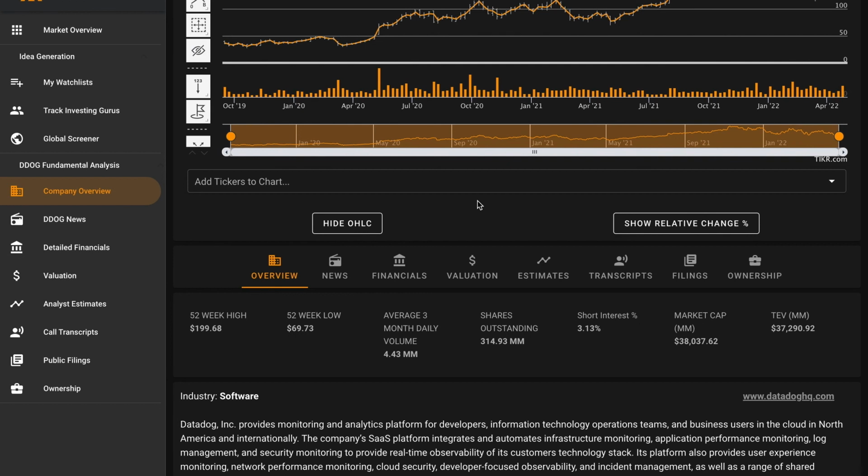So that's it for our stock analysis of DataDog, ticker symbol DDOG.